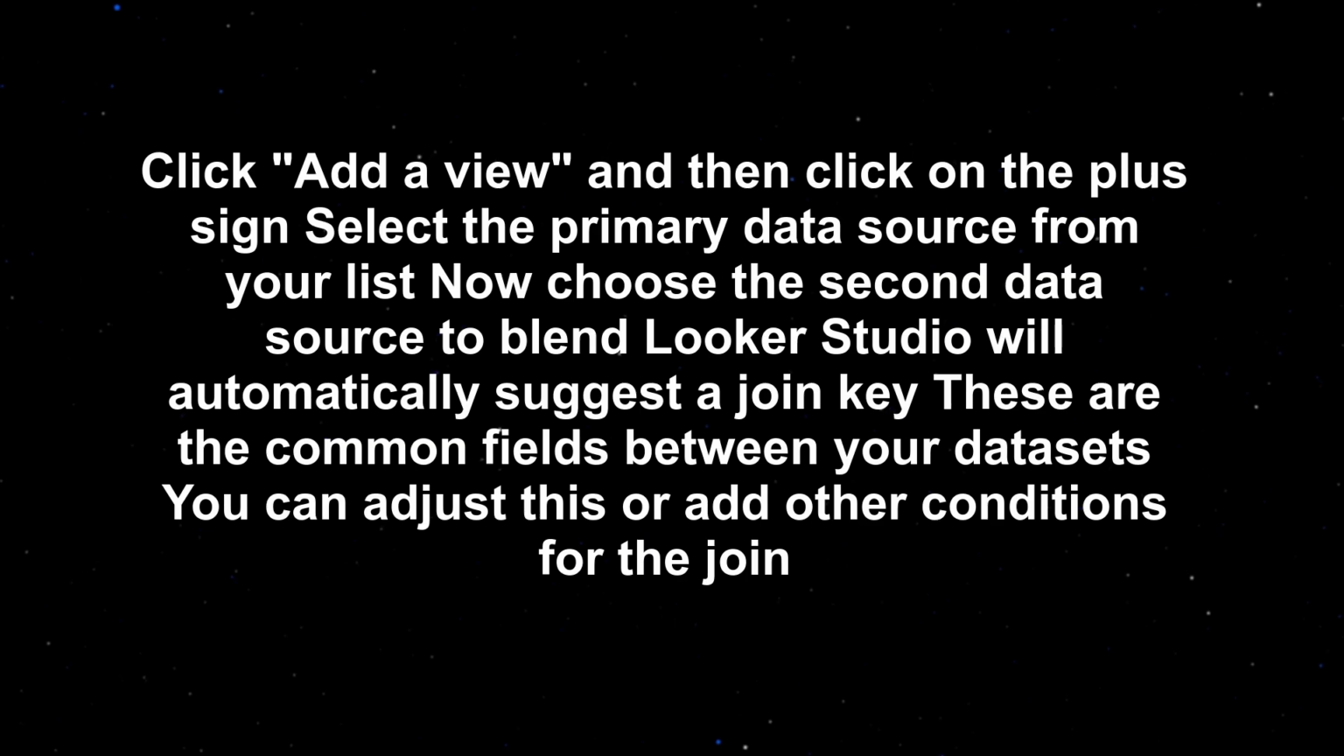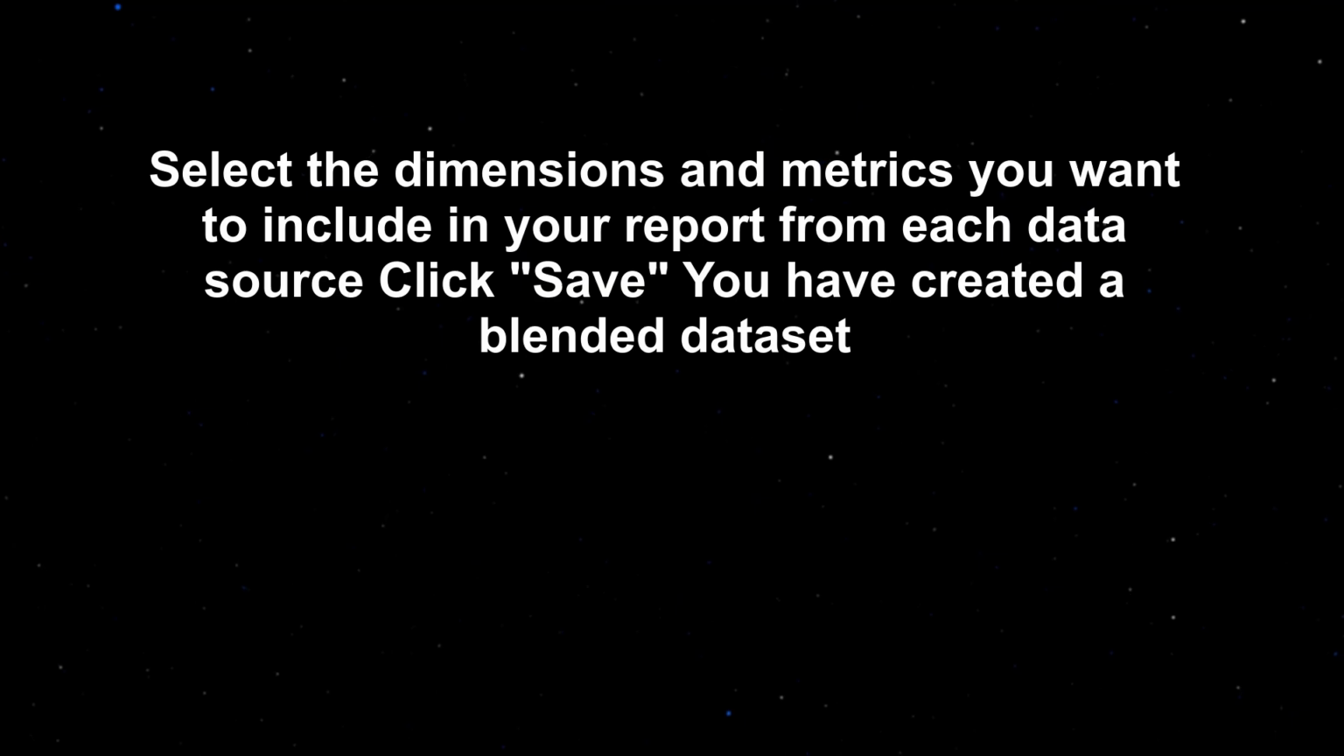Looker Studio will automatically suggest a join key. These are the common fields between your datasets. You can adjust this or add other conditions for the join. Select the dimensions and metrics you want to include in your report from each data source. Click Save. You have created a blended dataset.